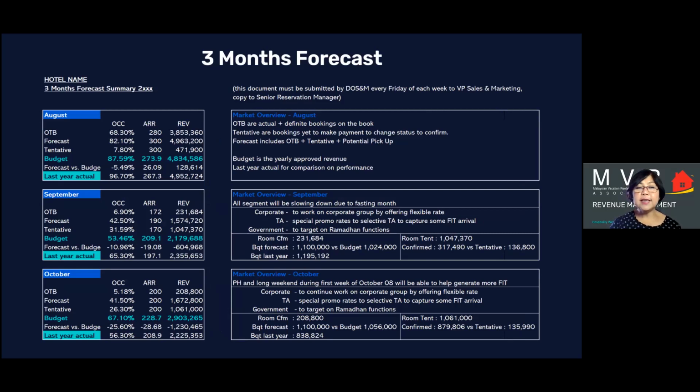So I have a 3 months forecast drawn up, something like this. You can look on the left hand side here. You can see the on-the-books, because this is August itself, is quite high. They already got 68.3%, and then you will forecast to close at 82%. So you tentatively still have 7.8%, but your budget is 87.5. So you will have a variance of minus 5.5. Against last year, you don't do very well because last year is 96.7. So you can do a summary of the 3-month forecast to see what is coming forward.